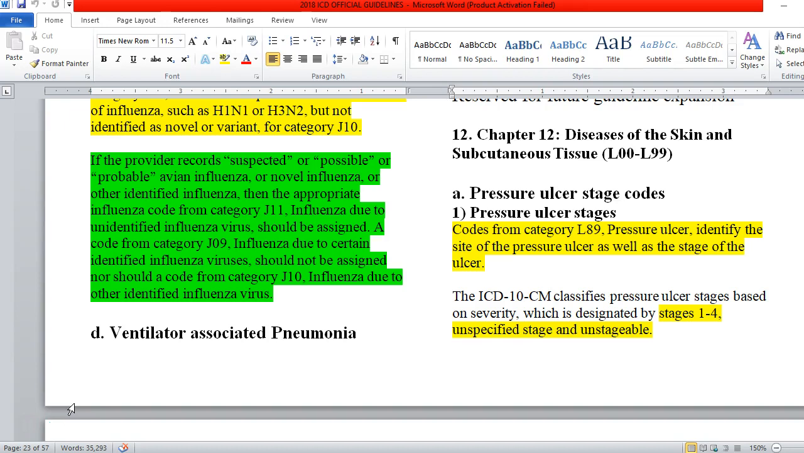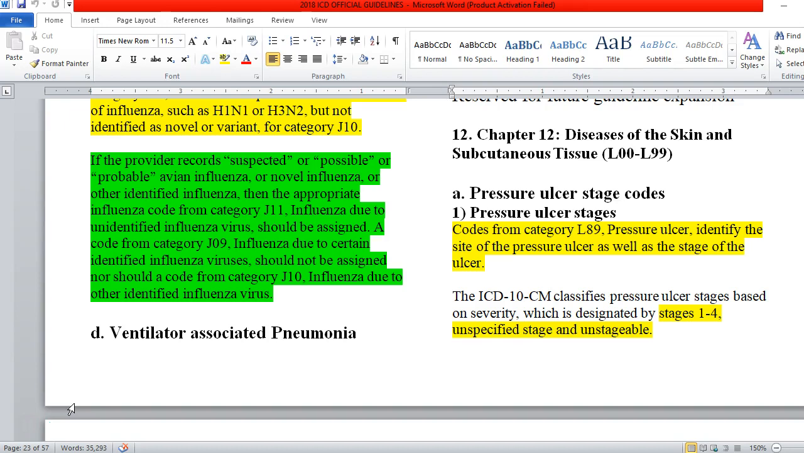We will also look at the other categories in skin and subcutaneous tissue, and we will look at the pressure ulcers themselves to make sure that we understand what the guidelines are saying. So it starts with our pressure ulcer stages. Codes from category L89, pressure ulcer, identify the site of the pressure ulcer as well as the stage of the ulcer. Okay, so it's a combination code. So if it is a pressure ulcer, we need to know the anatomic site and the stage.